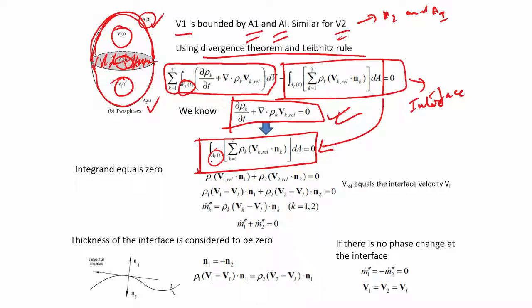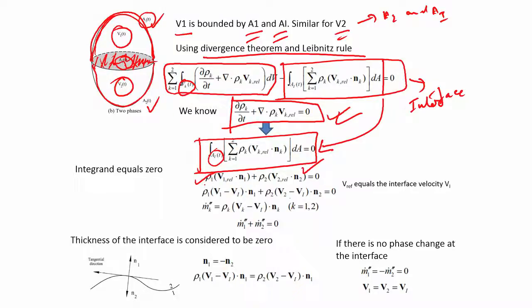Now, since the integral is equal to 0, the integrand should also be equal to 0, because this area can be very small. So, what we have over here is a sum total, because it is summed over both the phases, phase 1 and phase 2. What is it?